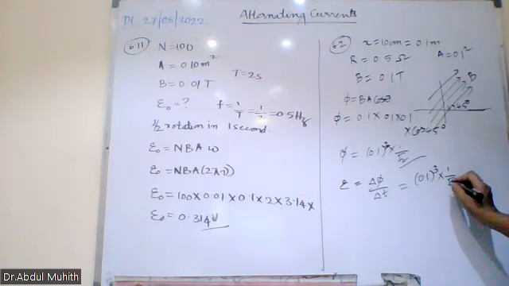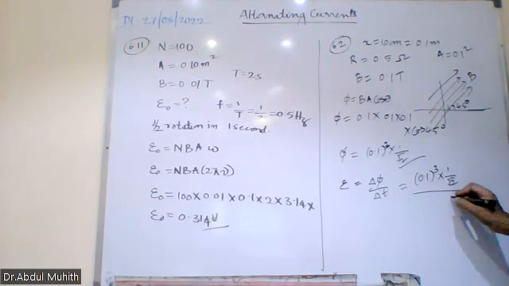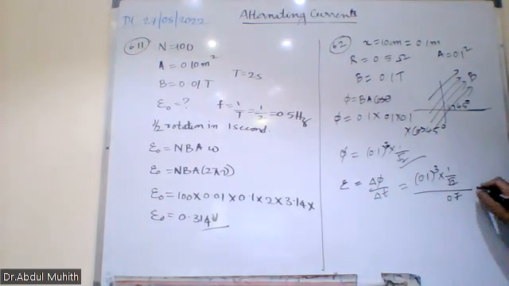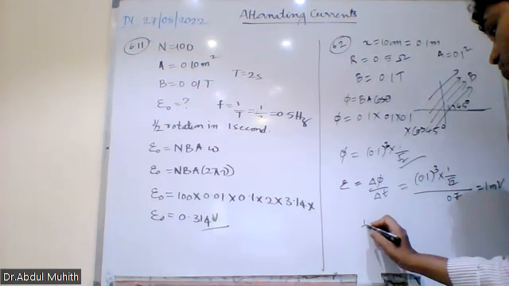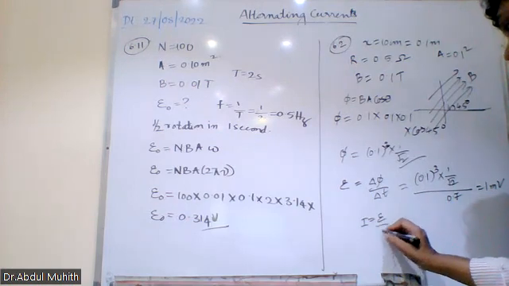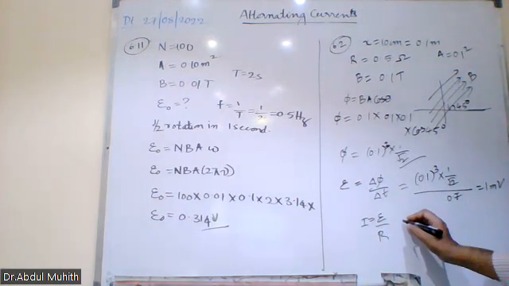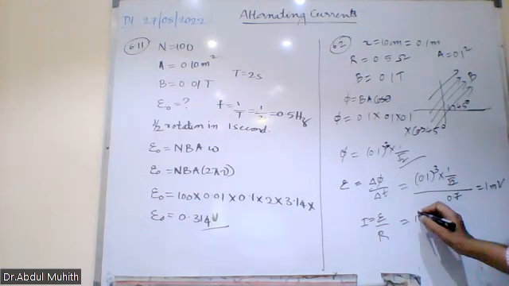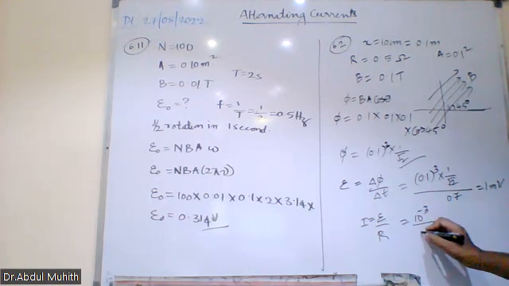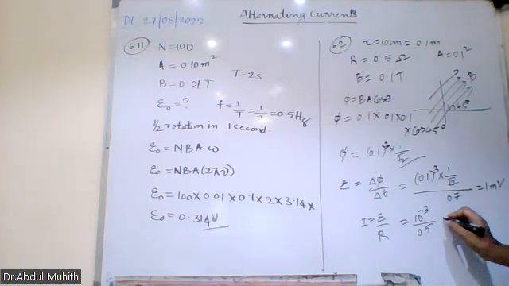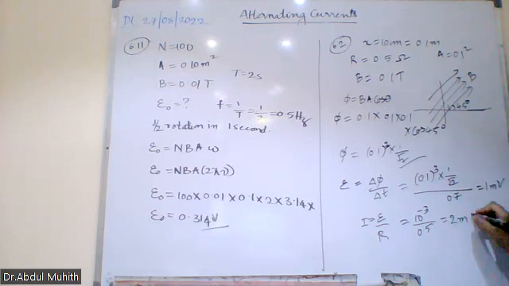The other flux is 0 divided by time. How much is the time? 0.7 seconds. So the answer is how much? 1 millivolt. Okay. So current I is equal to what? I is equal to E by R. I is equal to E by R, that is equal to 10 to the power of minus 3 divided by R. R is 0.5. So the answer is how much? 2 milliamperes. Is that clear?